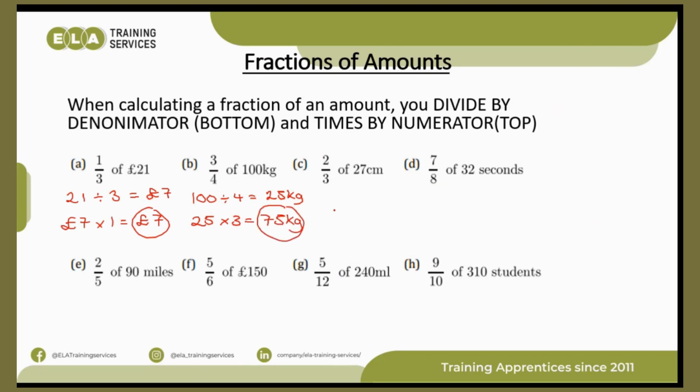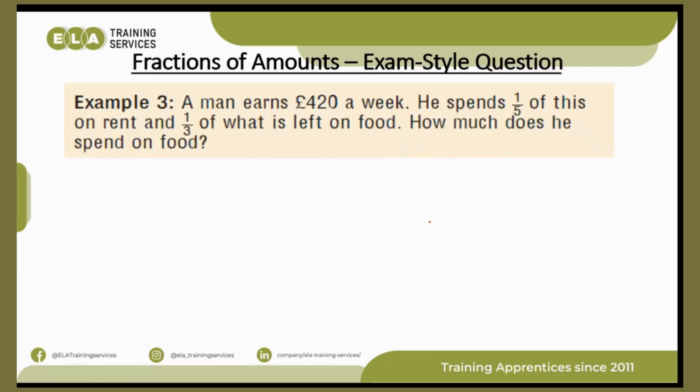Okay, one more. So 2/3 of 27, 27 divided by 3, which is 9 centimetres. 9 centimetres times by 2, which leaves us with 18 centimetres, and that is our answer. So our last problem question is this. A man earns £420 a week. He spends 1/5 of this on rent and 1/3 of what is left on food. How much does he spend on food?